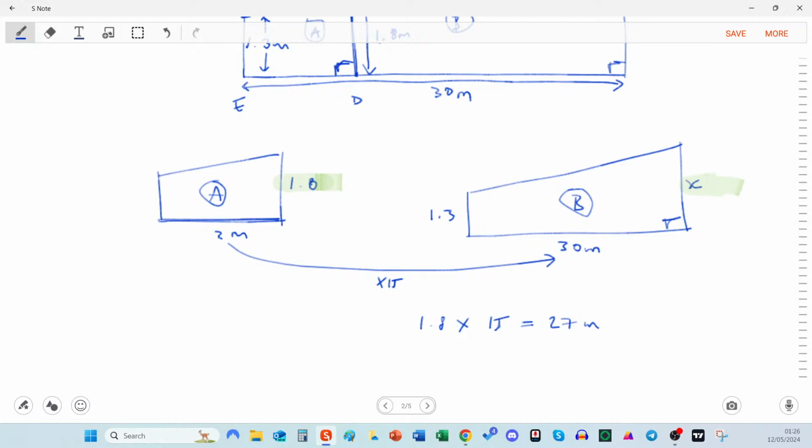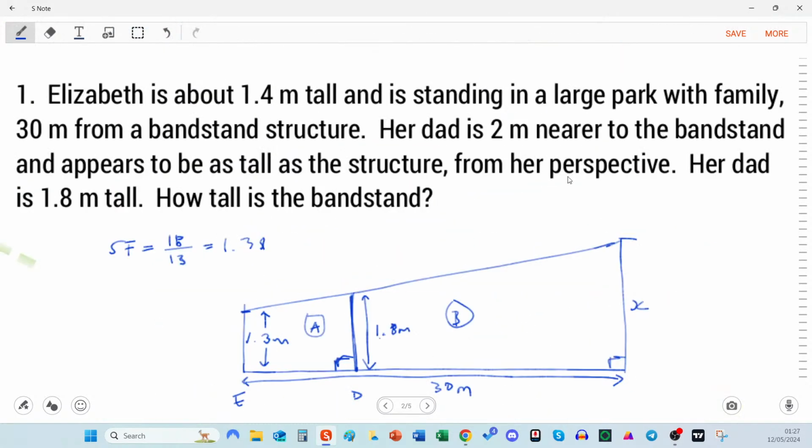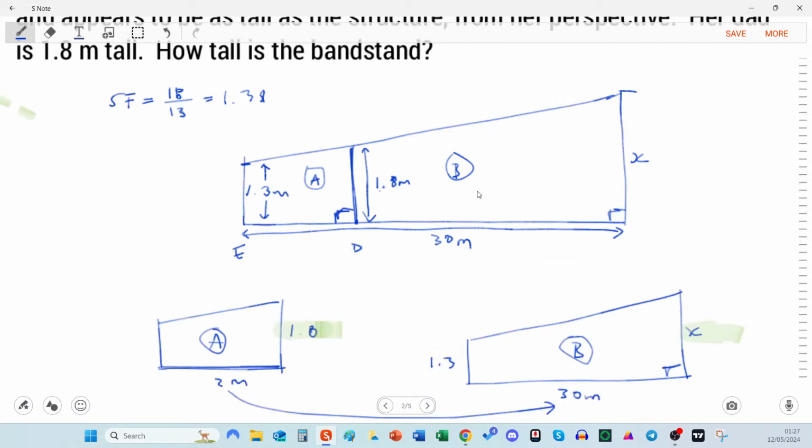So the height of the bandstand. Now that's estimated, so we can do a wobbly equal sign there. But essentially, that's what we're looking at. A little bit confusing, I think, when in part A you have to draw your own diagram, but in part B you have to decide what shapes are similar.